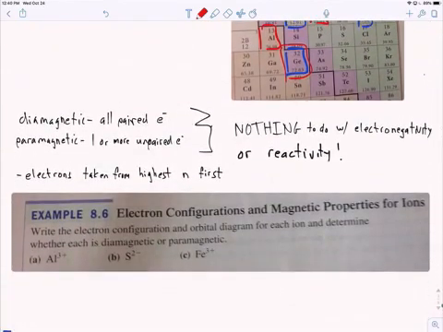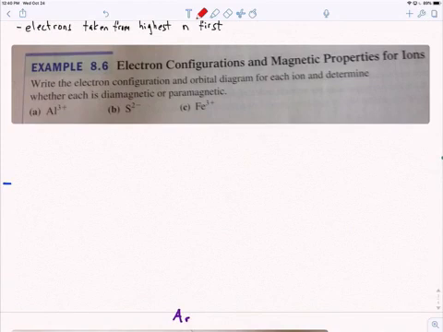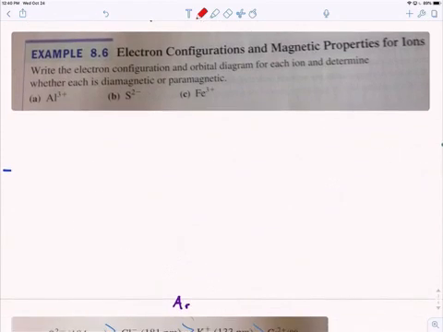Okay. And I mentioned diamagnetic or paramagnetic already. Electrons take the highest n first. And the magnetic properties of atoms have nothing to do with the reactivity. Okay, so let's talk about ions. We're going to write the electronic configurations for each of these and determine if the ion is diamagnetic or paramagnetic.